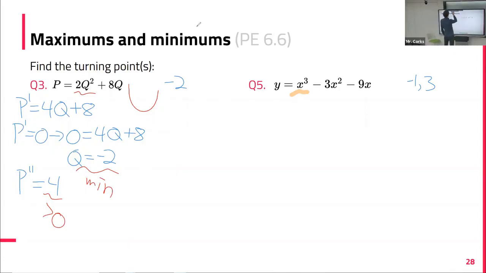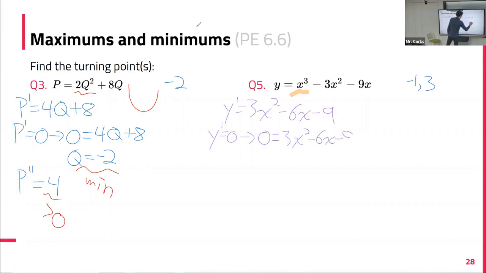All right, next one. We have first derivative here is what? 3x squared minus 6x minus 9, set that equal to 0. 0 is 3x squared minus 6x minus 9. So, okay, we'll factor out the 3 here. We have a common factor of 3, x squared minus 2x minus 3.